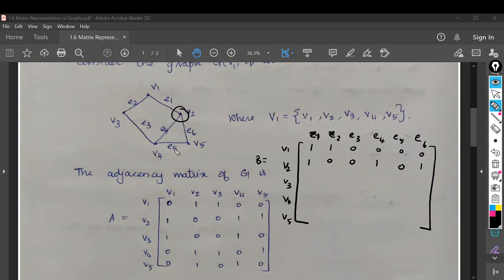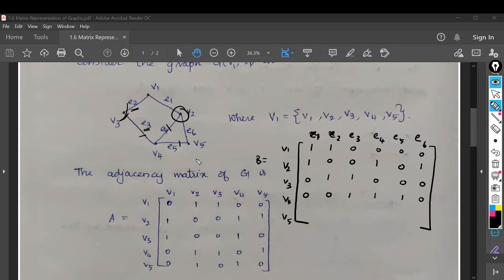Now coming to V3. So here it is your V3. V3 is incident with E3 and E2. So for E2 and for E3 it will be 1, and the remaining elements will be 0. Now coming to V4. From V4 we have E3, E5, E4. Okay, all are there. So remaining elements will be 0.